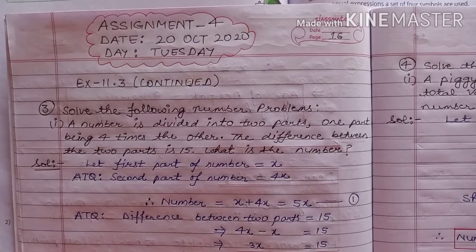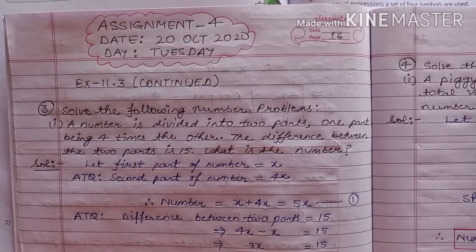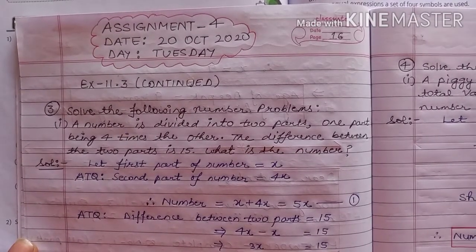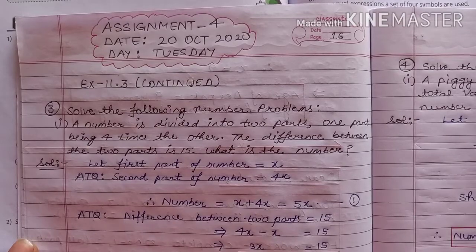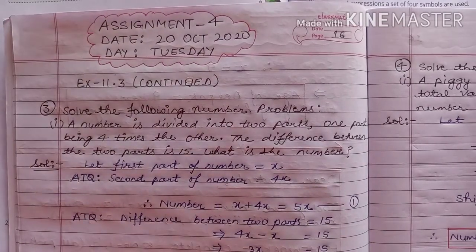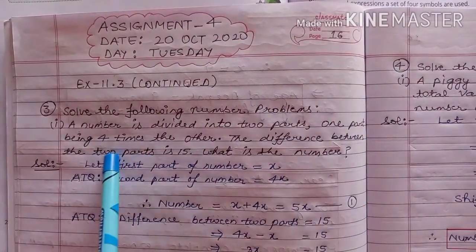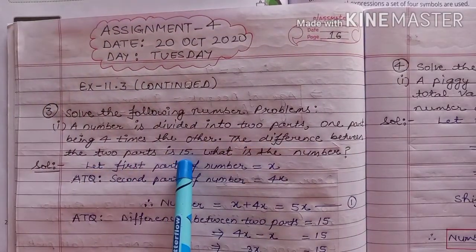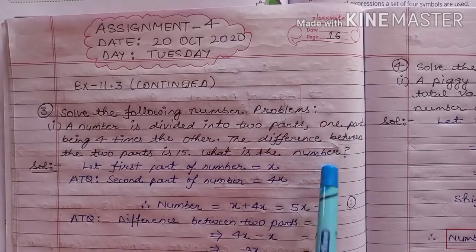In the statement, he said a number, there is a number which is divided into two parts. When we add the two parts, we get the number. And the condition on the two parts is one part being 4 times the other, and the difference between the two parts is 15. We need to find the number.